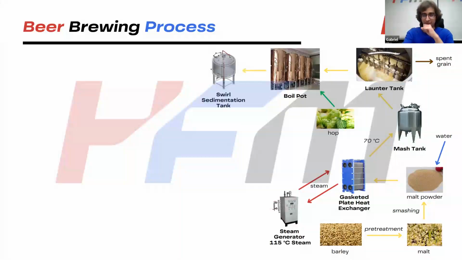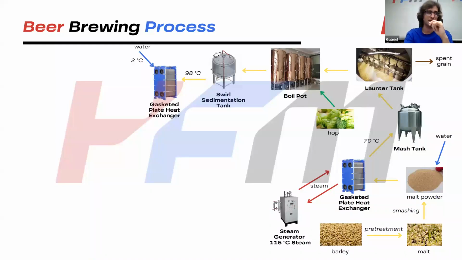Now we have a very hot sugar wort. We're going to send it to a sedimentation tank in order to filter it before sending it to a heat exchanger, because in order to ferment it, we need to reduce its temperature. So we have approximately 98 degrees, and we need to reduce its temperature. And you already guessed, yes, we're going to have a heat exchanger. In this case, a gasket plate heat exchanger, where it's going to exchange heat with water at 2 degrees Celsius approximately. As I said, these numbers can vary depending on the project requirements of the manufacturer.